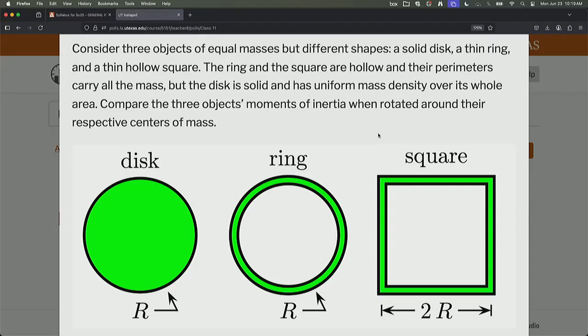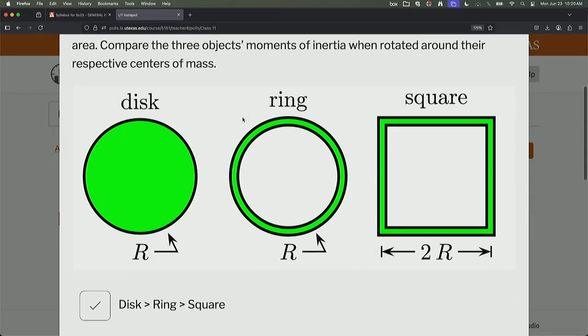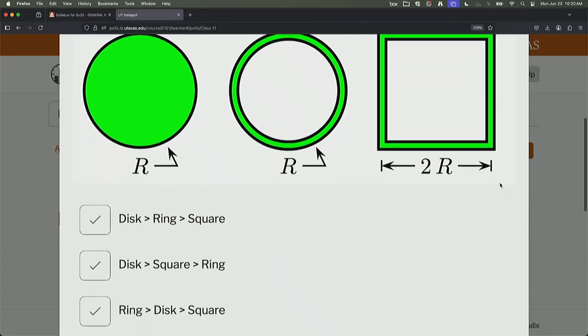Okay, let's look at the question here. Three objects, right? They have equal masses, different shapes. You have a solid disk, you have a ring, you have a square that's hollow. So we're asked to compare the three moments of inertia if they're rotated about their centers. The axis is coming out of the page. If you rotate them about the center, what is the moment of inertia like?